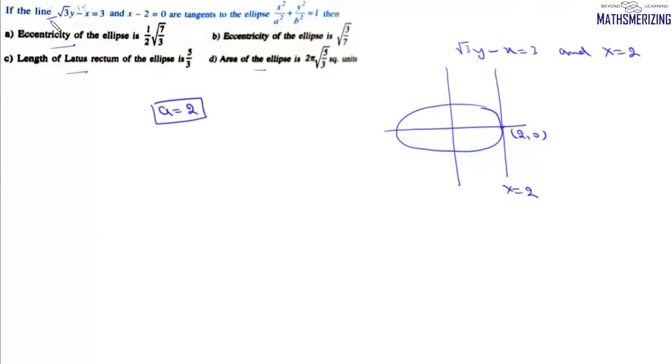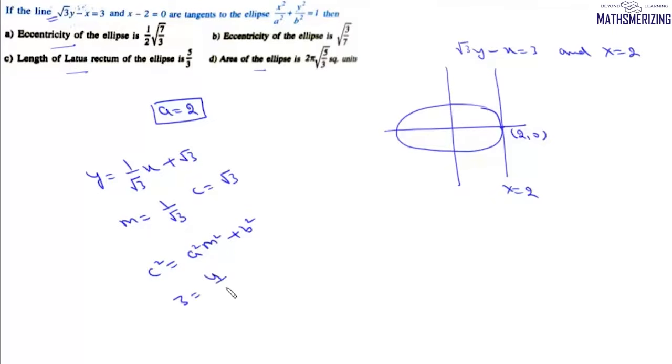Now for this other tangent, we can write the equation as y equals 1 upon root 3 x plus root 3. In this case, the value of m is 1 by root 3, and the value of c is root 3. Now the condition of tangency is c square equals a square m square plus b square. Now c square is 3, a square is 4, and m square is 1 by 3. So it will be 4 by 3 plus b square. So from here we'll write b square as 3 minus 4 by 3, so it will be simply 5 by 3.